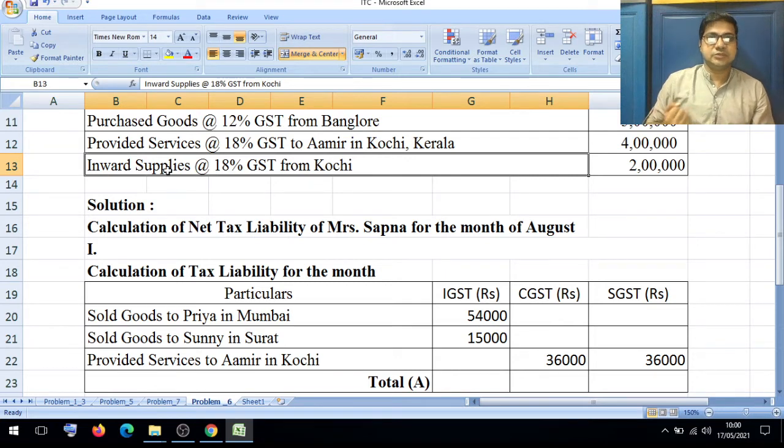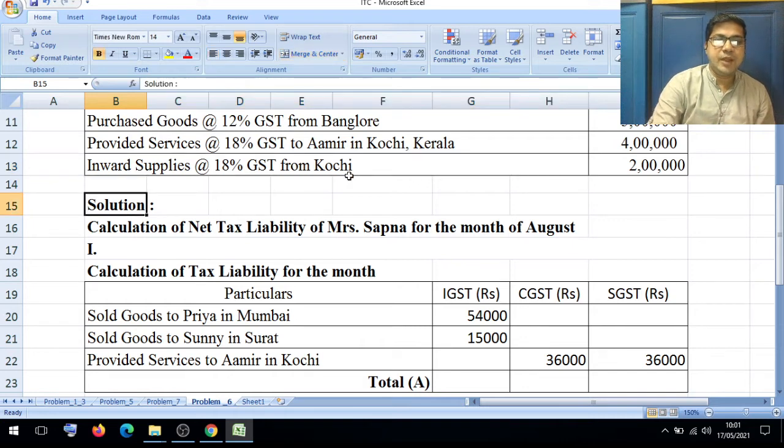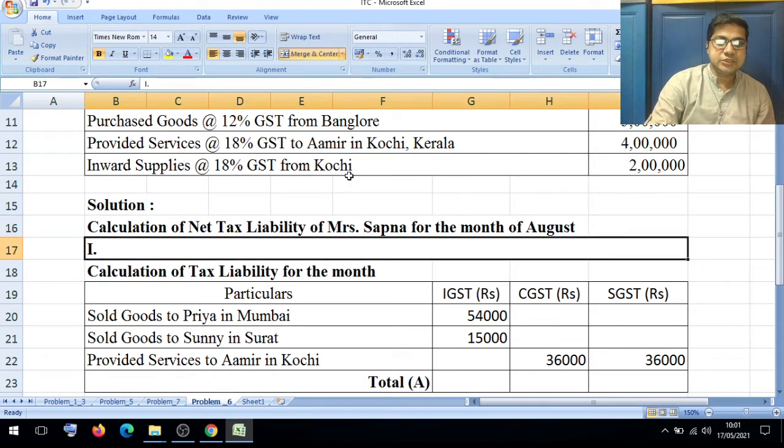Then, friends, next transaction: inward supplies. Inward means purchase. Sapna purchased some service from Kochi, which means she took the service from within the state. Kochi belongs to Kerala, and she is a registered dealer in the state of Kerala. So whatever purchase transaction she made is within the state. So for such a transaction we have to apply CGST and SGST.